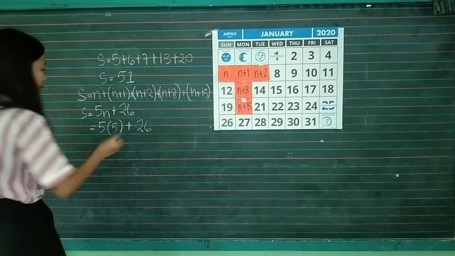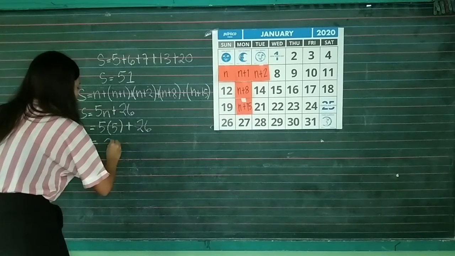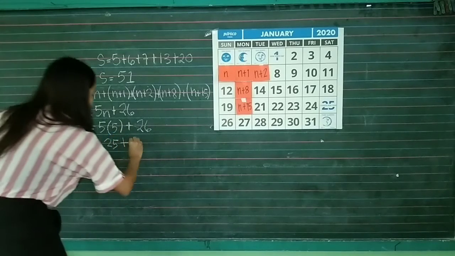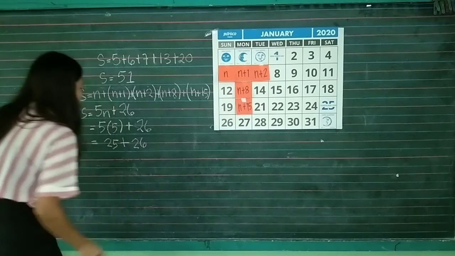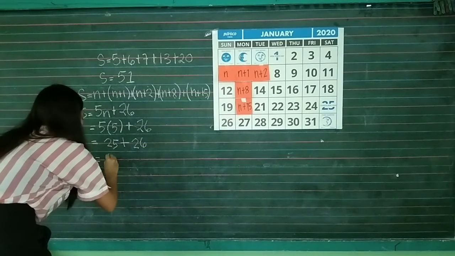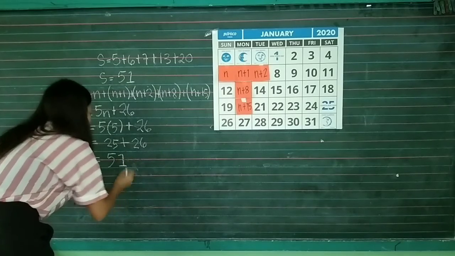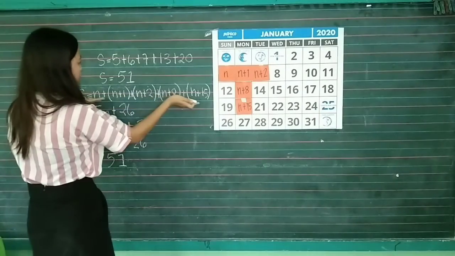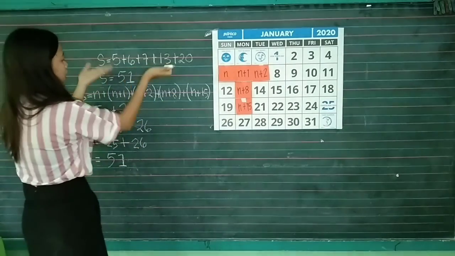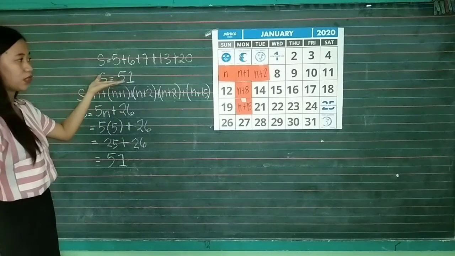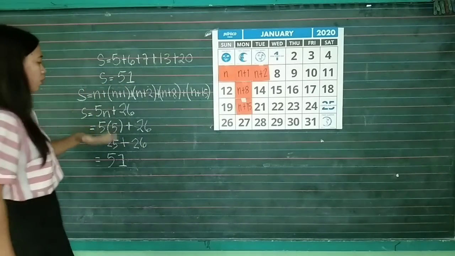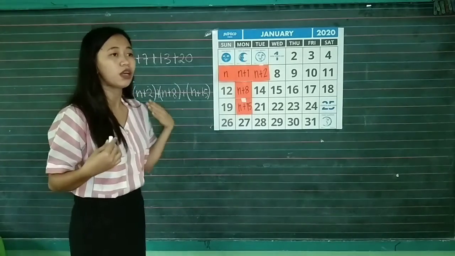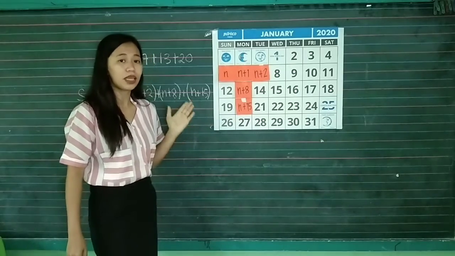So 5 times 5, we have 25, plus we have 26 there. Okay. So our answer is 51. So yes, we proved that our equation and the numbers are equal, which is 51. So next, we're going to prove our general formula for the T-shape using mathematical induction.